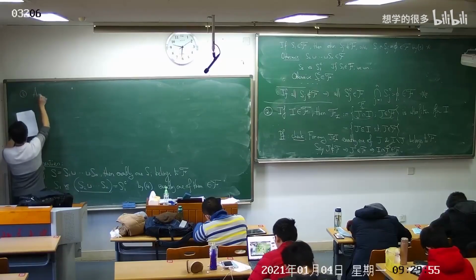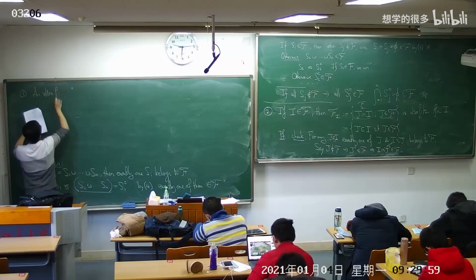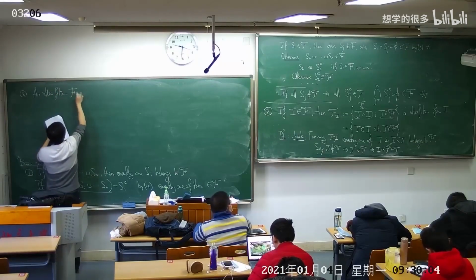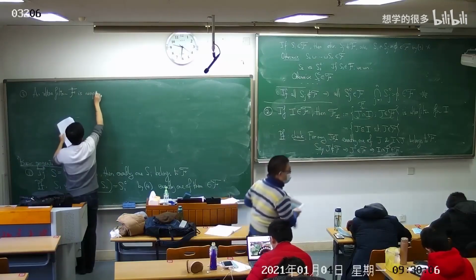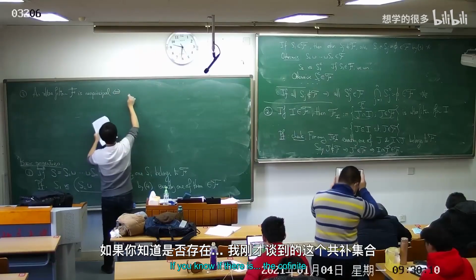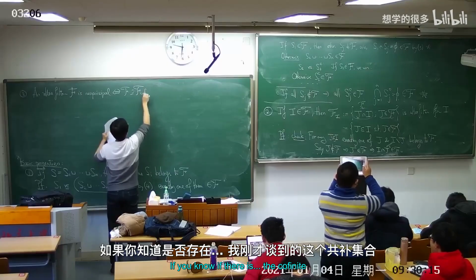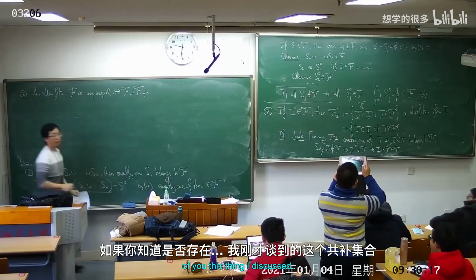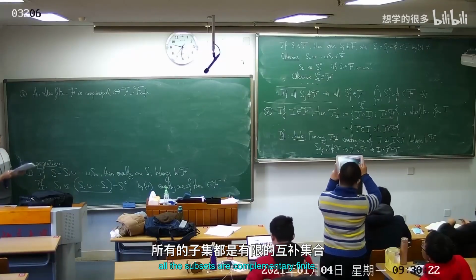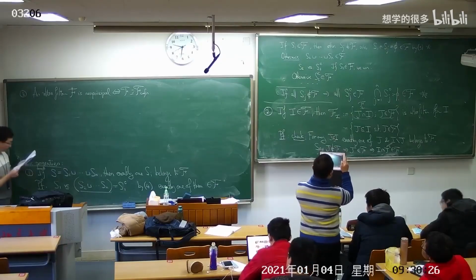An ultrafilter F is non-principal if and only if it contains the cofinite sets, this thing I discussed: all subsets with finite complement. Cofinite.